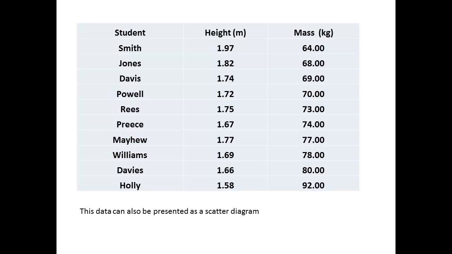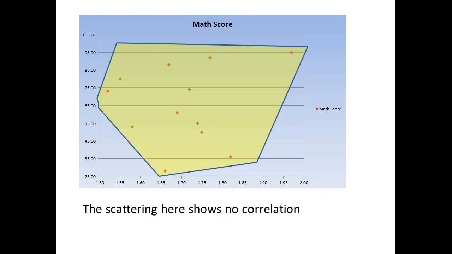Here we have another very small sample showing the data for height and mass of another set of students. The scatter diagram shows no correlation for this small sample.